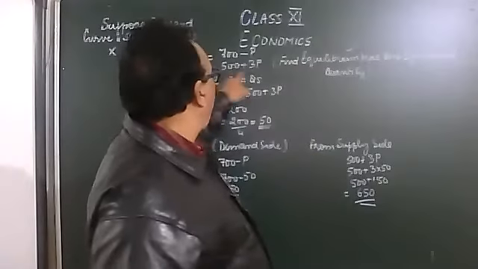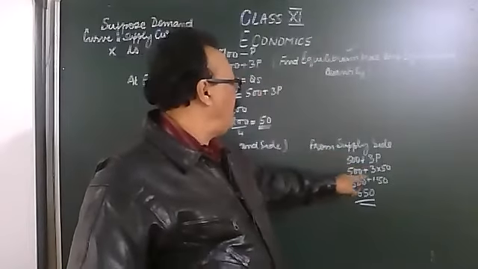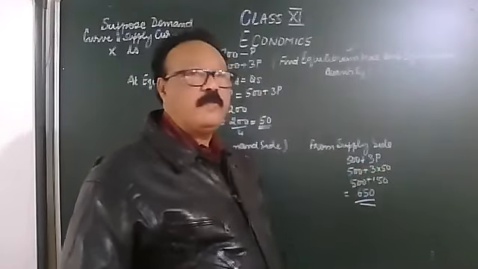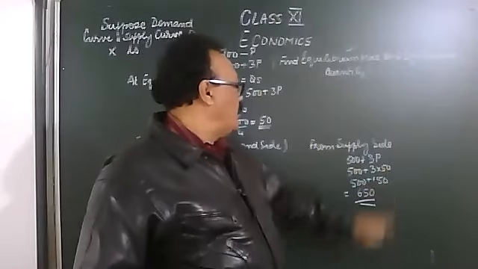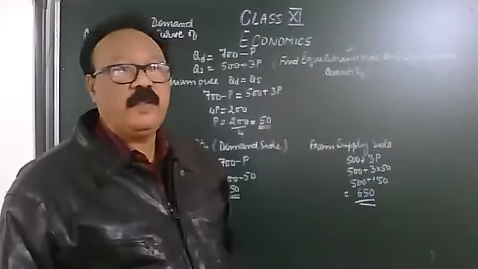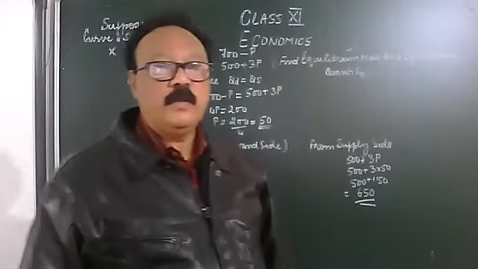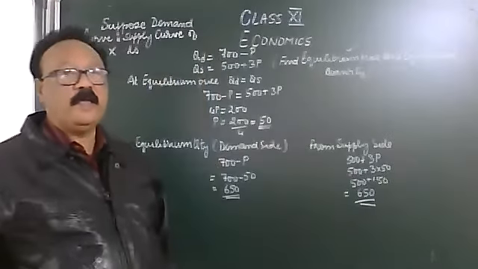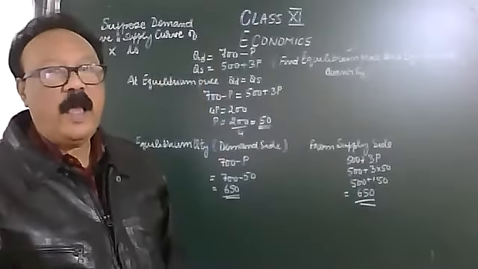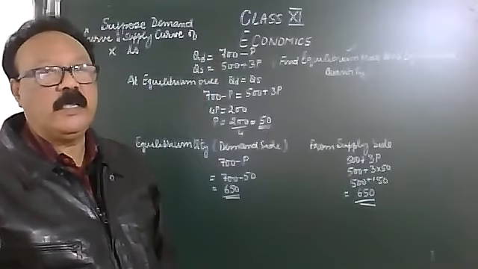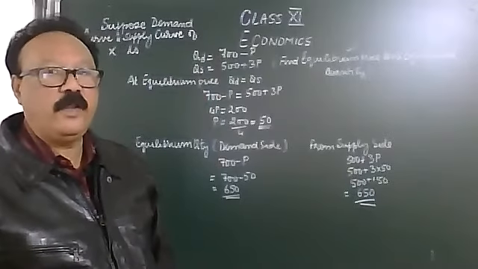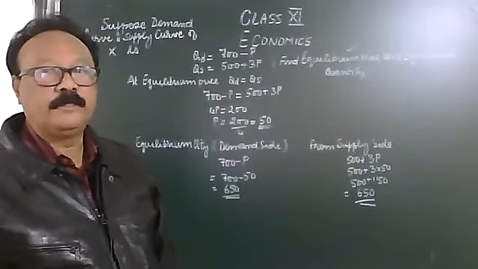The supply side is what? 500 plus 3P. 500 plus 3 into what was P? 50. 500 plus 150 is equal to 650. So from the demand side and supply side, they are equal. The equilibrium price is 50 and the equilibrium quantity is 650 units.